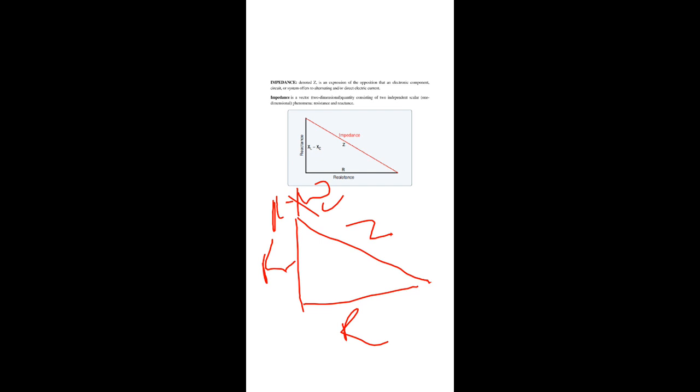Z is expressed as the opposition that an electronic component, circuit or system offers to alternating and direct electric current. Impedance is a vector quantity consisting of two independent scalar phenomena, resistance and reactance. This is your impedance triangle.